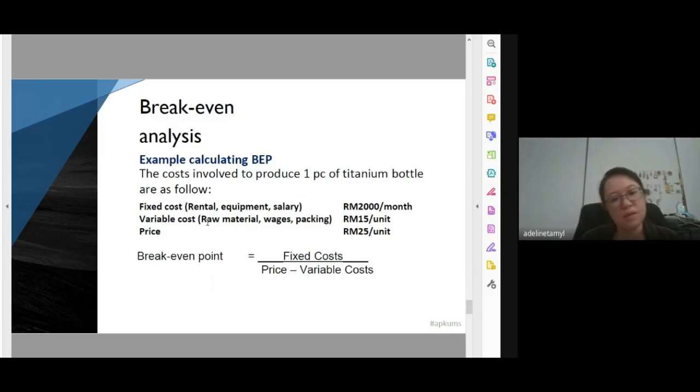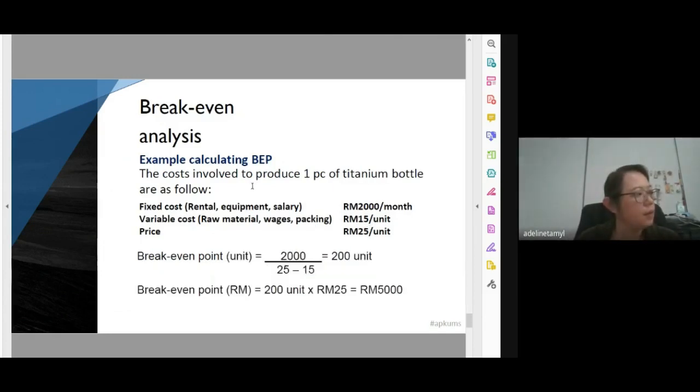So variable costs are like raw materials, wages, packaging, the cost to prepare one unit. Okay, the cost to prepare one unit. In another word, unit cost to prepare one unit, but not including others like rental, equipment, kind of things. And we need the price. The price is, let's say, 25 ringgit. So using this formula, we take 2,000 divided by 25 minus 15. So we get 200 units to sell.